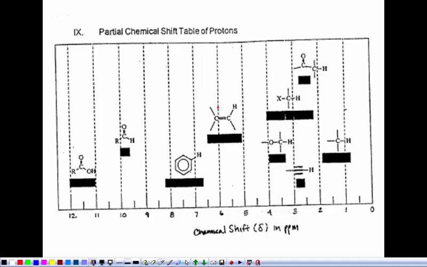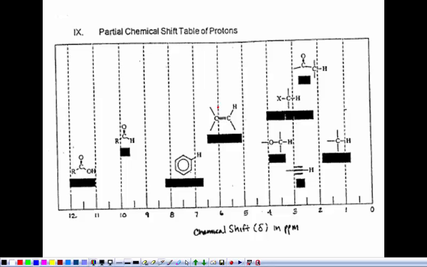No, the heights of these bars is just to fit them all in. Okay, it's just to fit the structures. What we're going to find next week is the height of the peak is just like GC. It's proportional to the number of hydrogens in that signal. So all these bars are telling us is where we're likely to find the peaks.